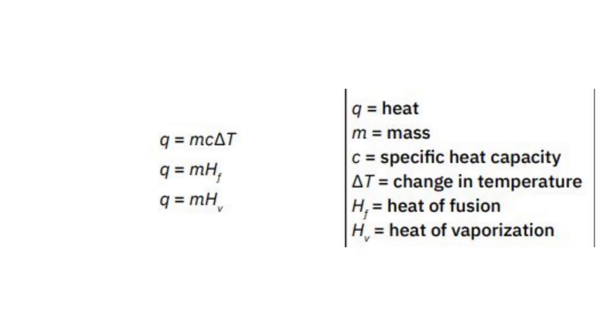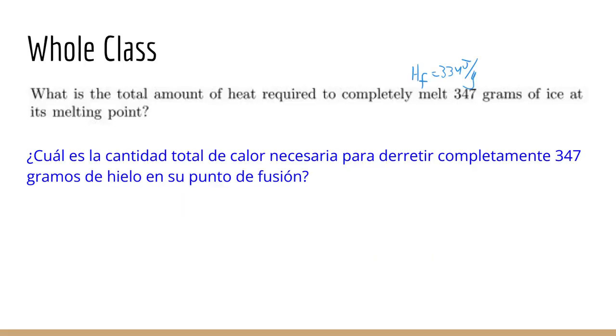And these are our three heat equations. We can find these on our reference tables on the last page. There's three of them. Today we're going to be focusing on these two. And we're focusing on two at a time because they are the exact same equation, just with different constants. One has the heat of fusion, which we represent as HF, and the other has the heat of vaporization, which we represent with HV. So let's look at these equations in action.